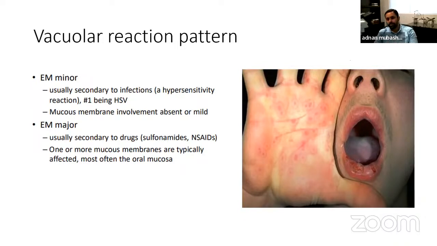Now we have vacuolar interface dermatitis. On the clinical side, you will see somebody come in with these targetoid lesions on the palms, and they will have mucosal lesions either in the oral mucosa or in other mucosal sites. They may have a history of NSAID intake or other drugs. NSAIDs are the most common. You can also have some infectious etiologies.